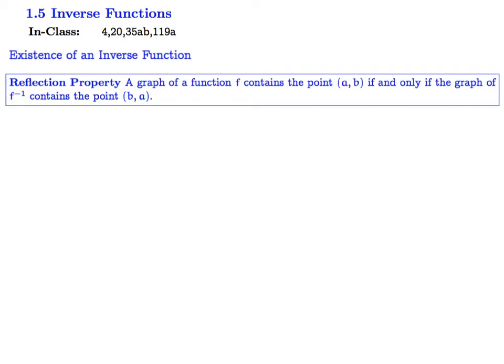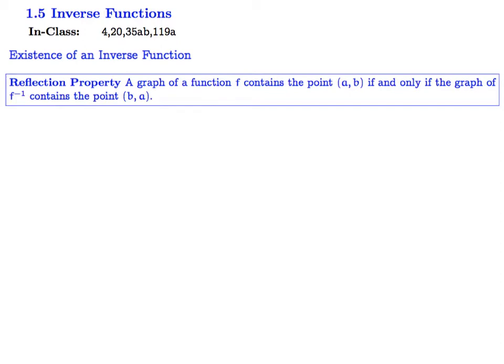So one of the properties, and one of the ways to figure out if a function has an inverse, is that it has to satisfy what's called the reflection property. This says that the graph of a function f contains the point (a, b) if and only if the graph of the inverse contains the point (b, a).